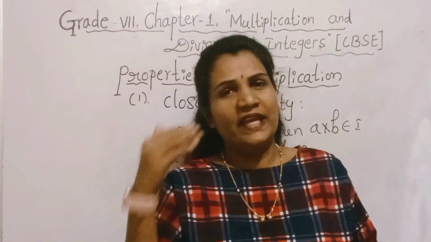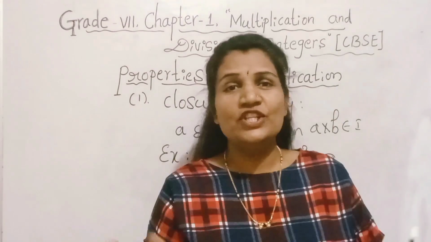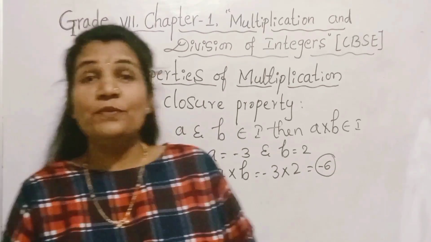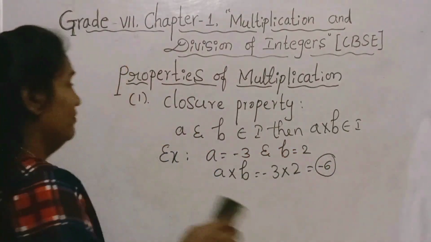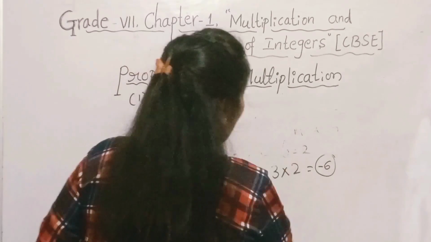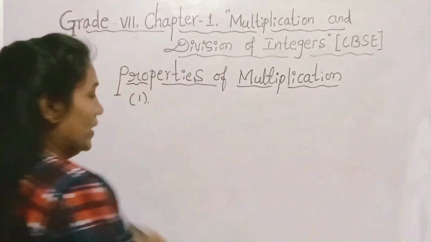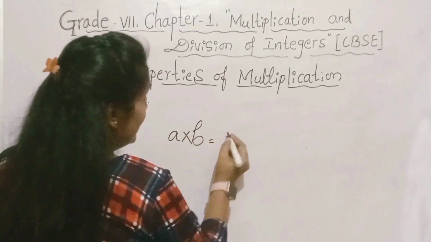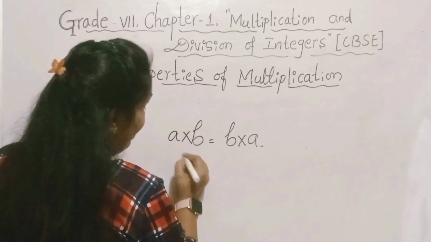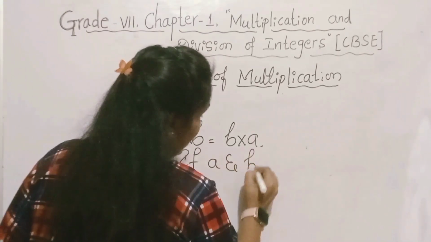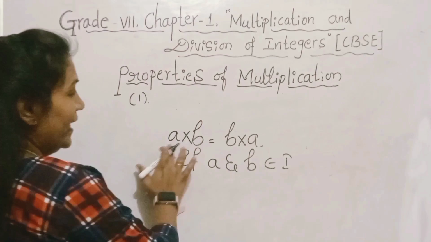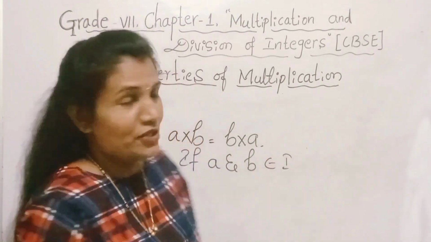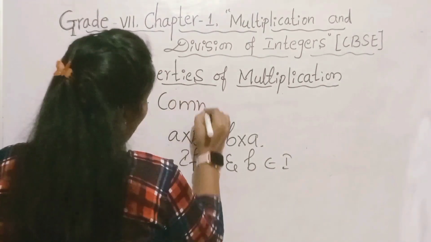Any example you can take, any integers, either positive or negative. Now we'll go to the second property, the commutative property. What does it say? If a and b are any two integers, then a into b is equal to b into a. This is the commutative property.